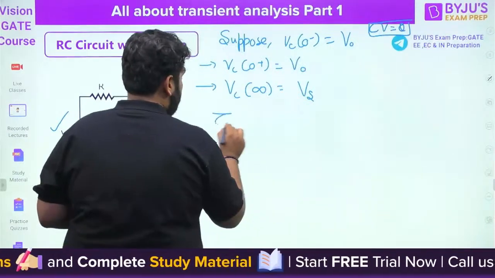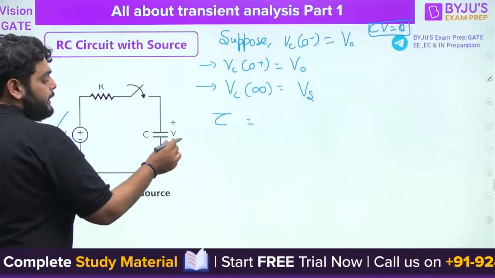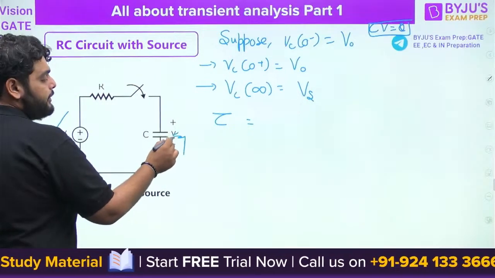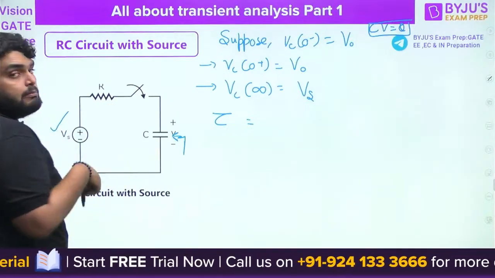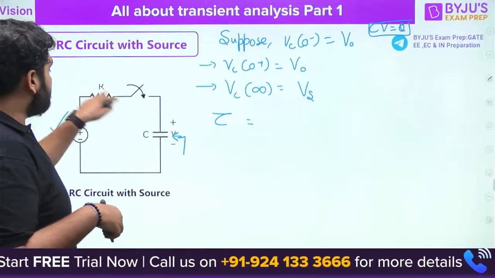What is the time constant here? Again, when you find the time constant, you have to see from the capacitor side, and the voltage source will be short circuit. So if you see from the capacitor side, we have RC.